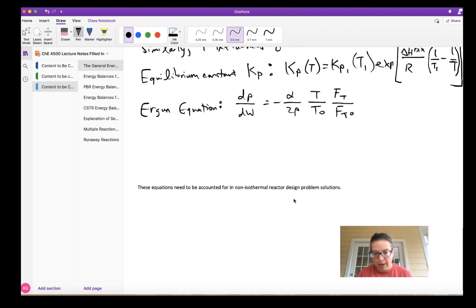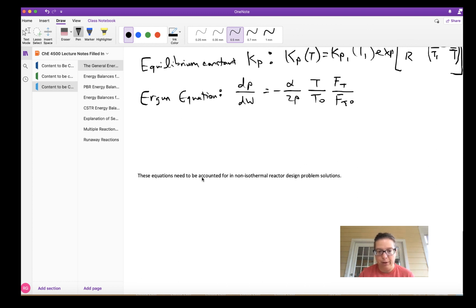So the bottom line, when we do non-isothermal reactor design, there are several quantities that depend on temperature. We have been treating those as constants. If the temperature is changing, those terms are no longer constants, so we need to account for those in our design.